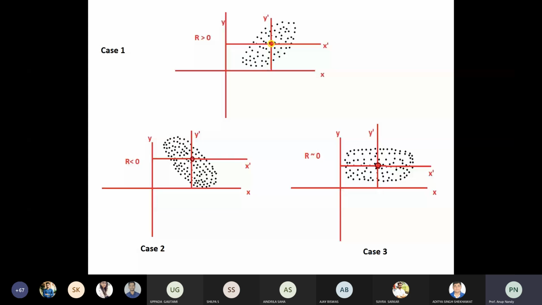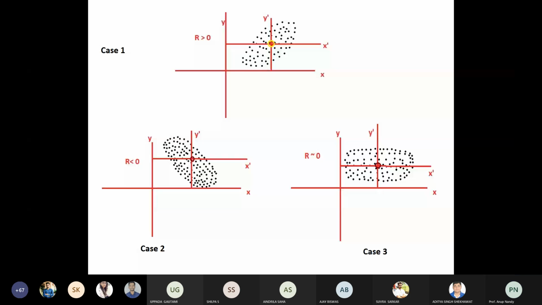In case number three, as you can see, there is no change of x and y values. It means that if the x values or y values are more or less equal, then the relationship is almost an equal relationship. So that's why r is 0. It is almost an equal relationship, so r is equal to 0. Now in the first case, a positive relationship exists.